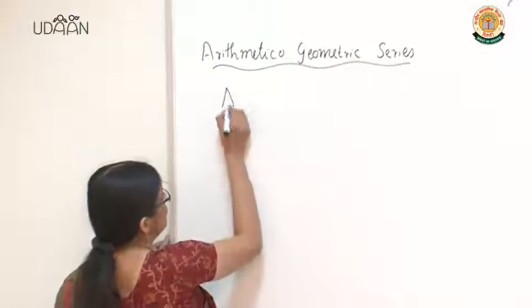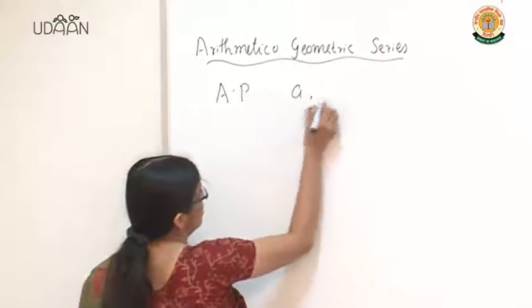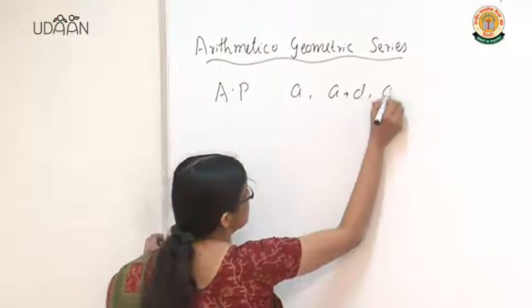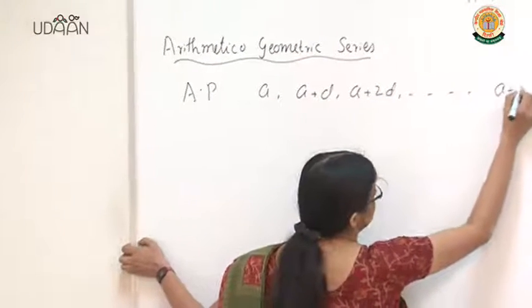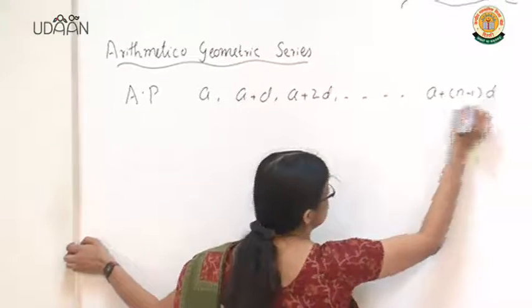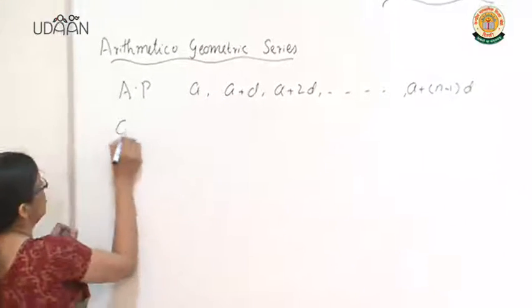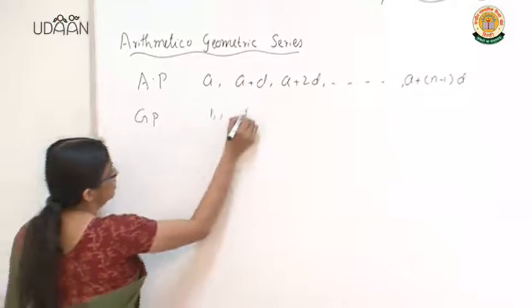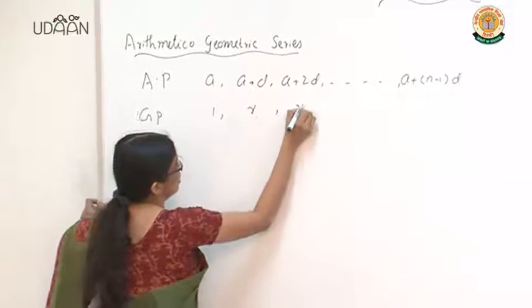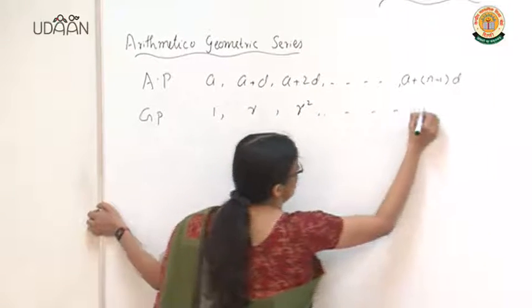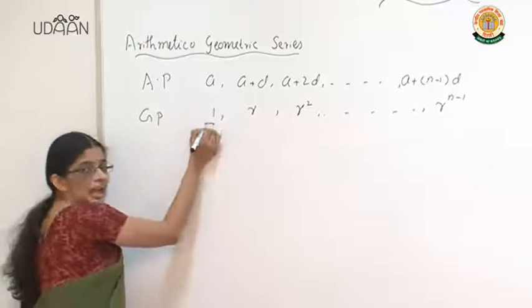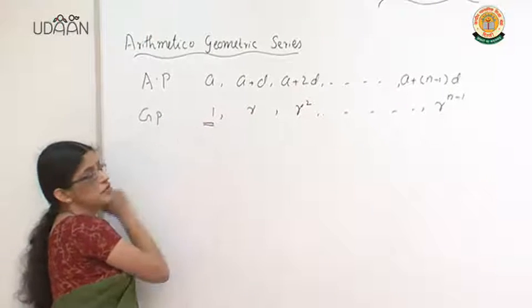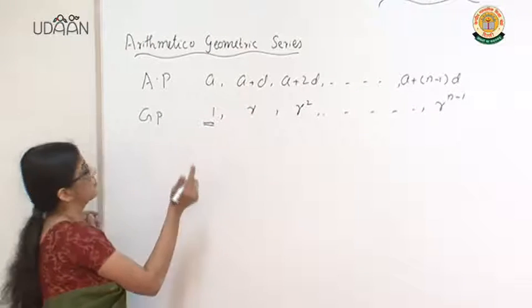Consider the arithmetic progression a plus d, a plus 2d, etc. What will be its nth term? a plus n minus 1 into d. And the geometric progression 1, r, r square, etc., up to r power n minus 1. Here I have kept the first term of the geometric progression as 1.